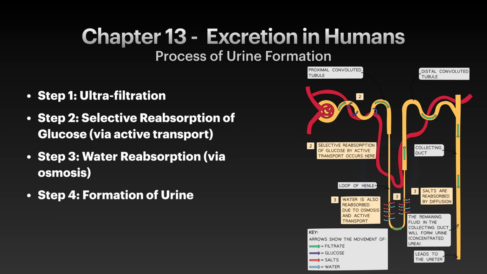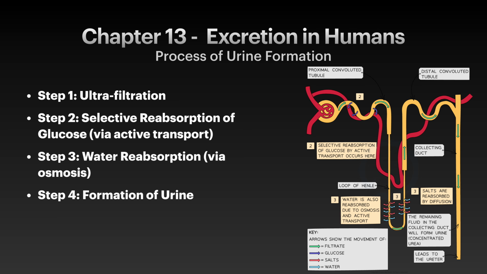For example, your body needs to keep useful substances such as glucose. This is where selective reabsorption occurs. In the proximal convoluted tubule, all glucose is reabsorbed back into the blood by active transport. This process requires energy from mitochondria, which is why this part of the nephron has many mitochondria. Most of the water molecules are reabsorbed by osmosis and many ions are also reabsorbed by active transport.